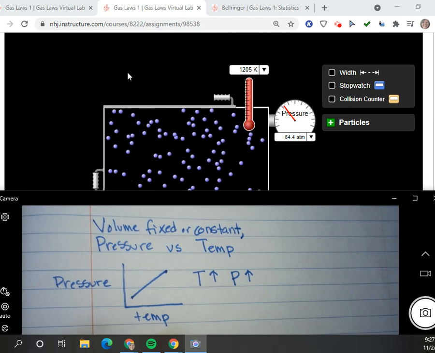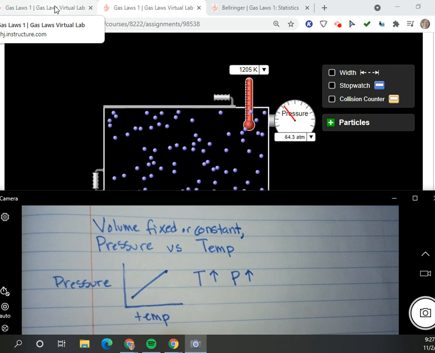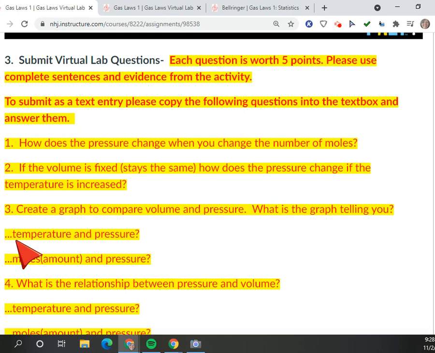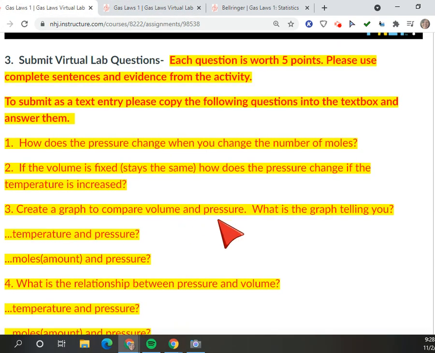All right. So we'll look at number 3. Some of you are typing. And this one, number 3, says create a graph to compare volume and pressure. What is the graph telling you? And then they want you to create a graph with temperature and pressure and moles and pressure.